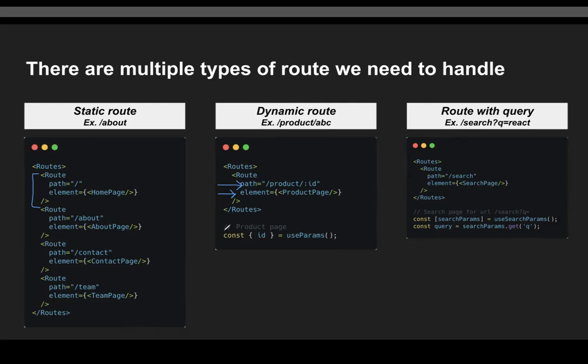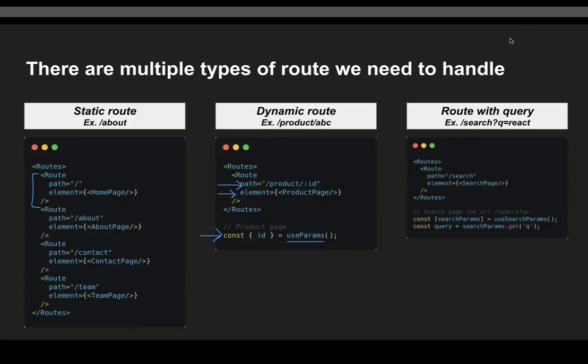And then in the product page, I can access whatever that dynamic parameter is in the URL using the useParams hook that comes from React Router. So this is how you would deal with those dynamic routes.